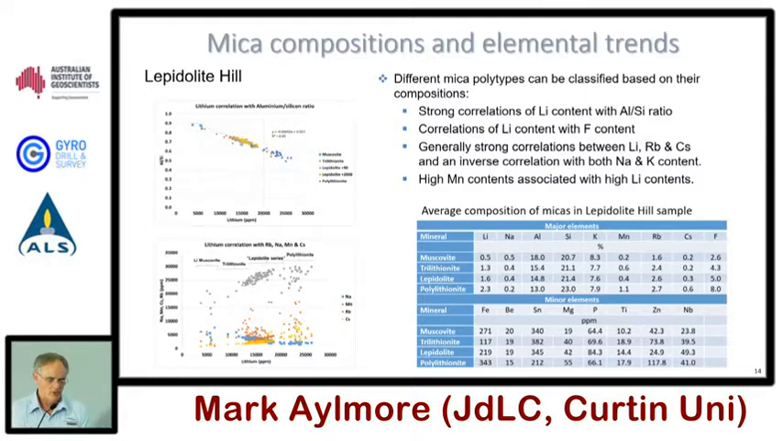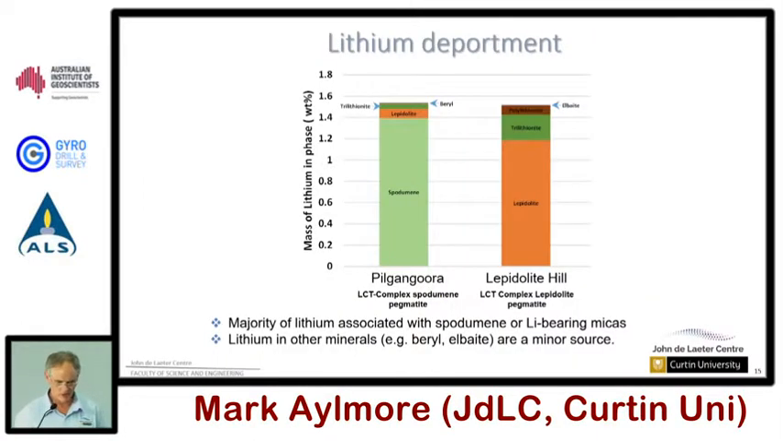In addition, the different mica polytypes can be classified based on the strong correlations of lithium to the aluminium silica ratio, and obviously lithium and fluorine, which is associated with a lot of the lithium micas, and so we can look at the correlations there. And so we can distinguish between the different lithium micas as well as the muscovite or the lithium-poor muscovite, which has different structures. So overall, encompassing all the data, you can come up with a lithium deportment.